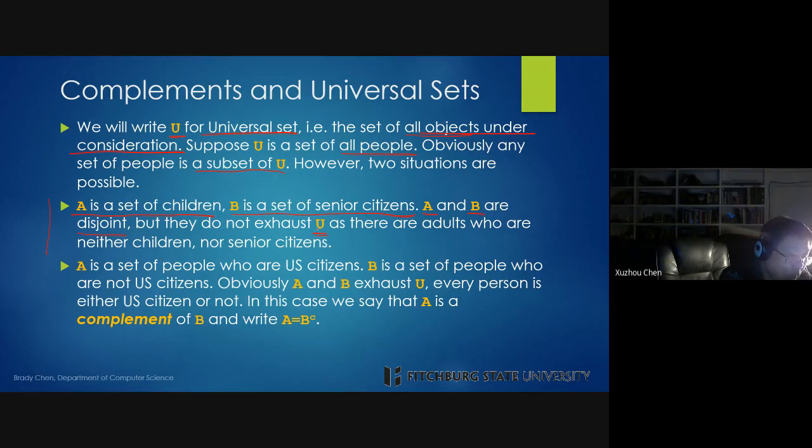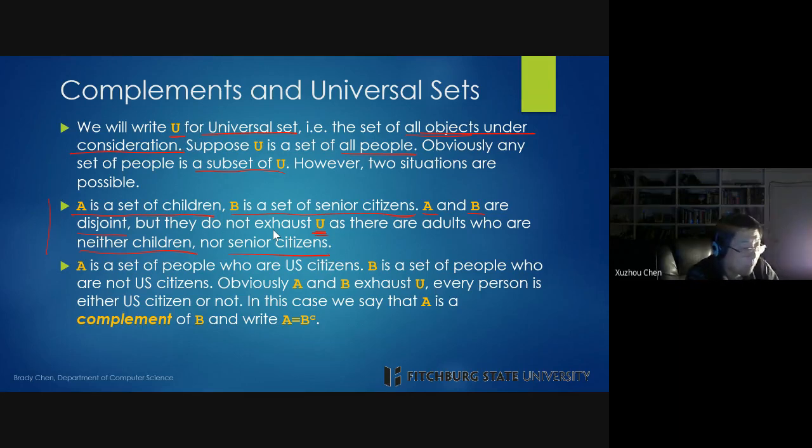In this case, the universal set should be a set of people, right? Because both children and senior citizens don't exhaust it, as there are adults who are neither children nor senior citizens. When you talk about a group of people, you cannot say they're either children or senior citizens. That's not the case. There are always people like adults. They're neither children nor senior citizens.